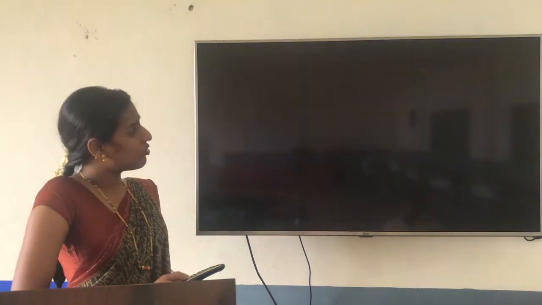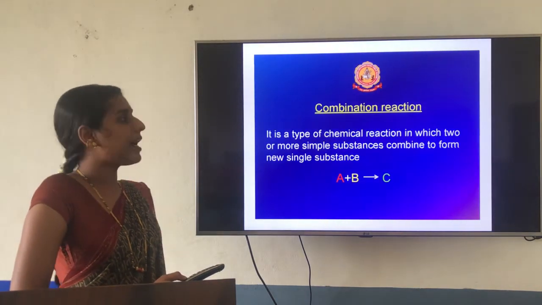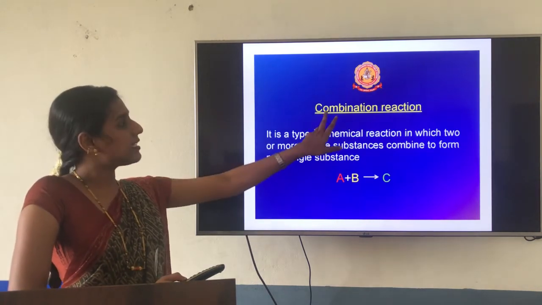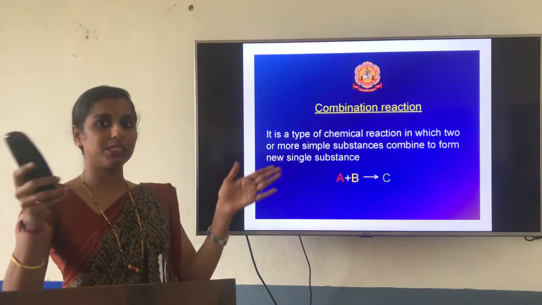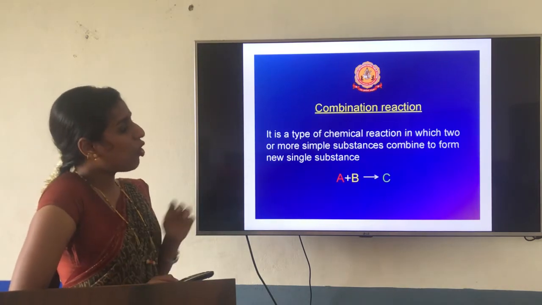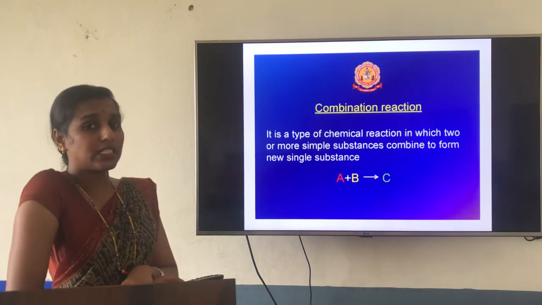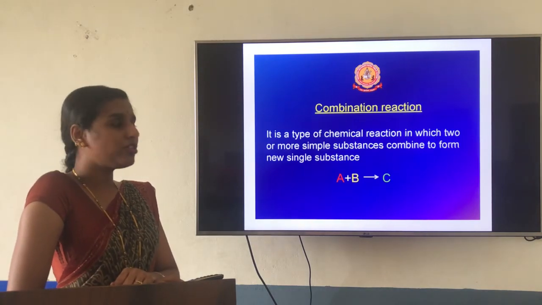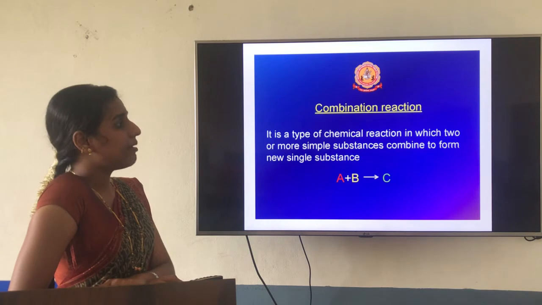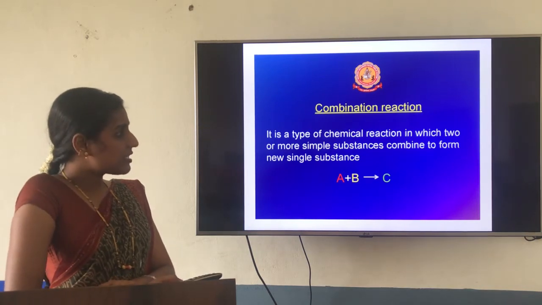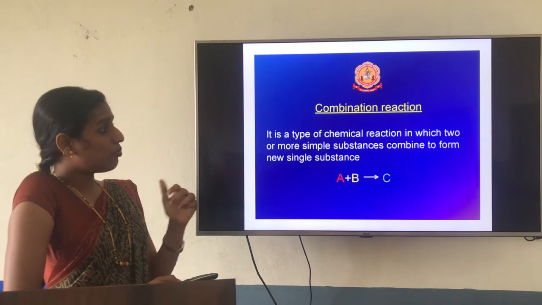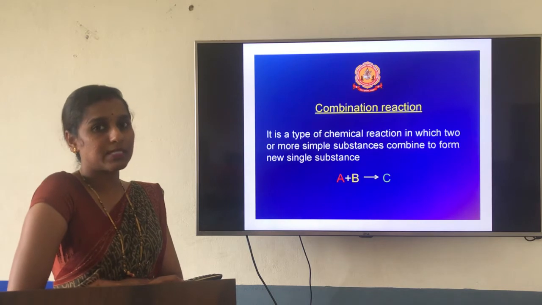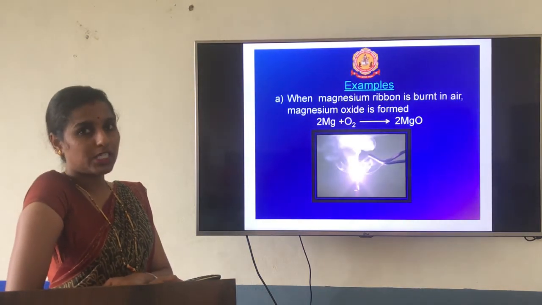So we go for the first one, that is combination reaction. What is meant by combination reaction? As the name indicates, it is combined. Combination is nothing but you are going to combine something. In a chemical reaction, you combine two or more substances so that you get a single product. It is a type of chemical reaction in which two or more simple substances combine to form a new single substance.